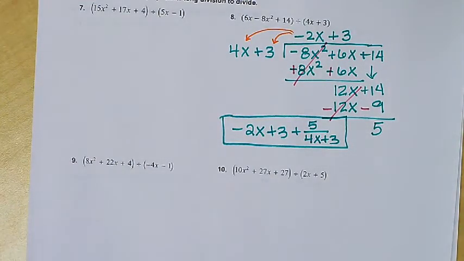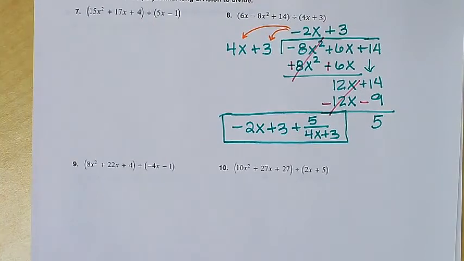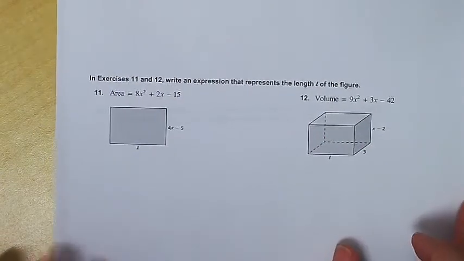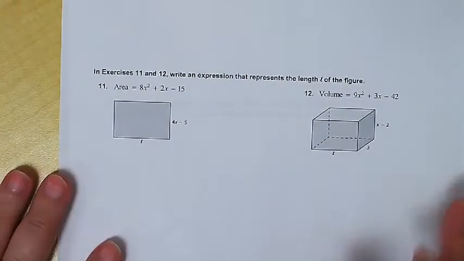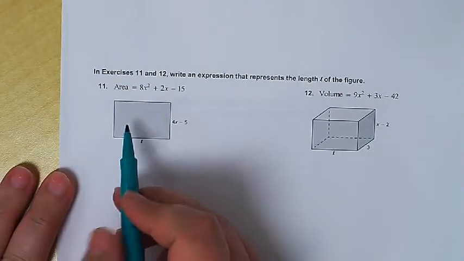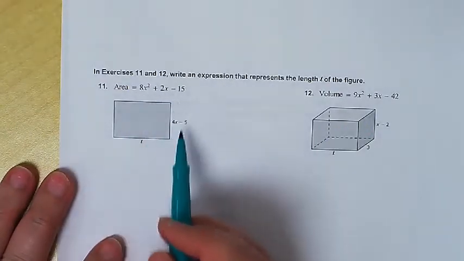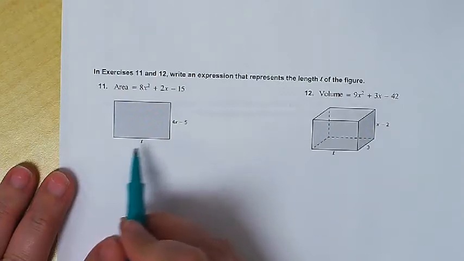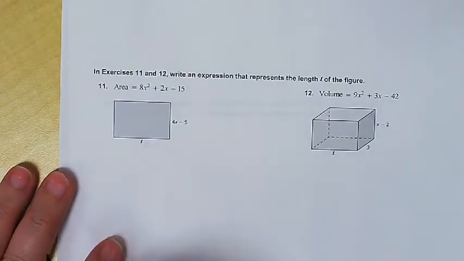Okay, let's try an example with a little bit of geometry in it. It's good, gives you somewhat of a glimpse of when this is applicable. It says write an expression that represents the length of the figure. So let's try number 11. We've got this area, and we know one of the dimensions but not the other. So we're trying to find out what this polynomial would have been.